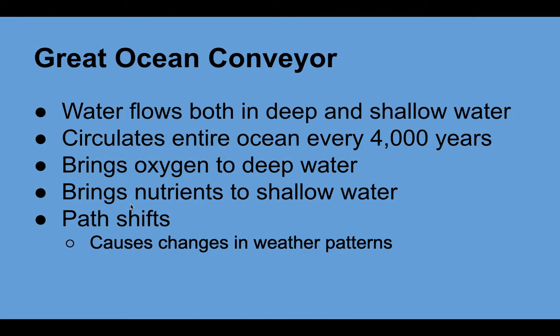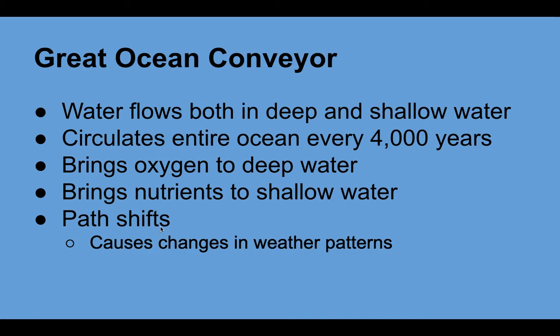So it's the same type of cycle as we talked about when we talked about photosynthesis and cellular respiration back in freshman biology, where animals need plants, plants need animals. It's that same type of concept. So life at the top brings oxygen to life at the bottom, and life at the bottom brings nutrients up to life at the top.